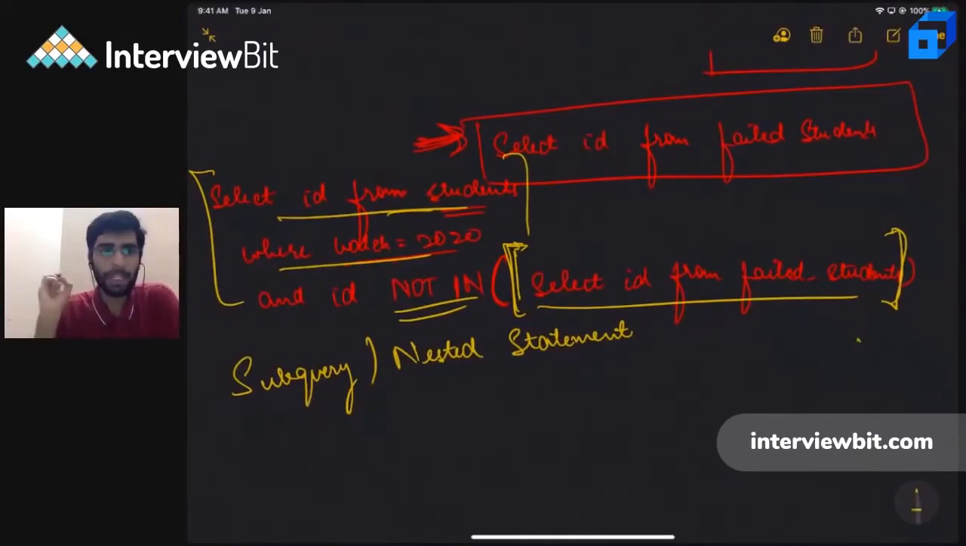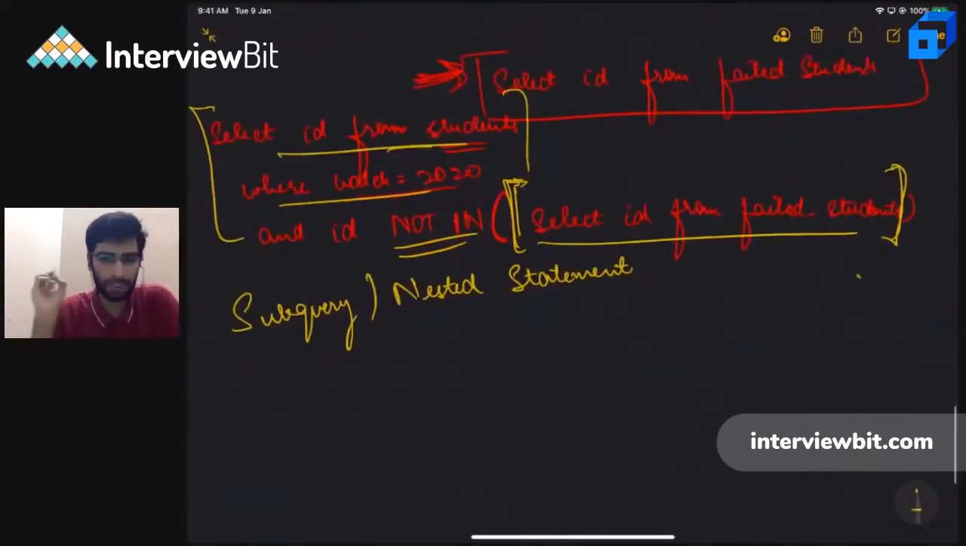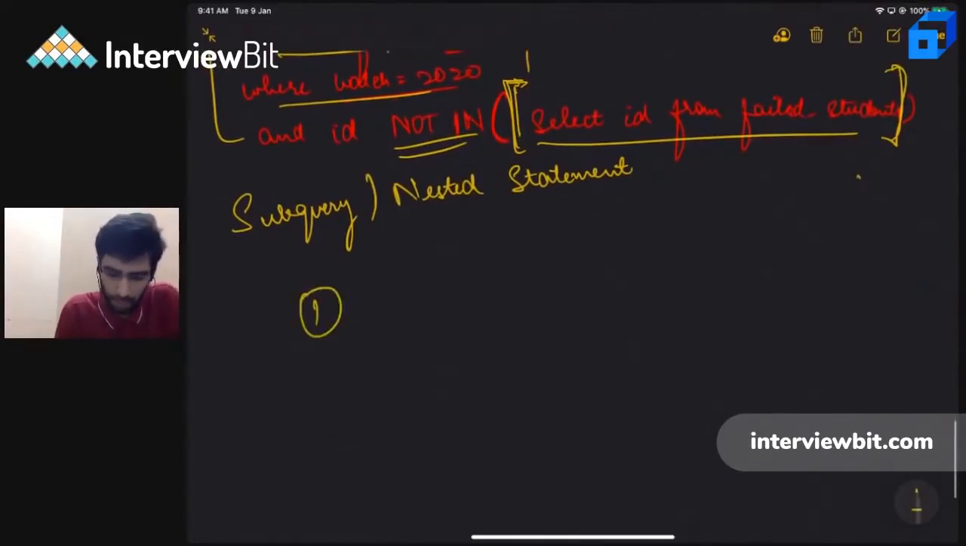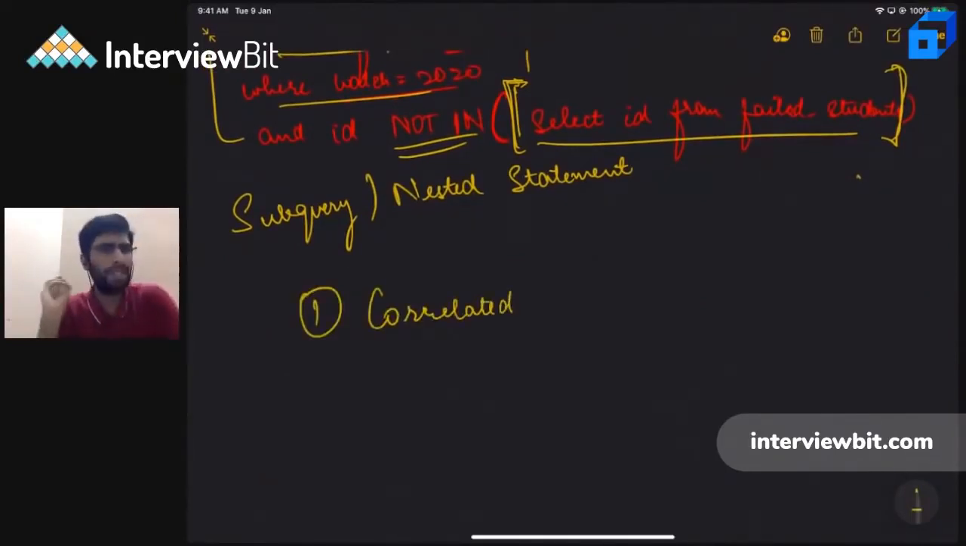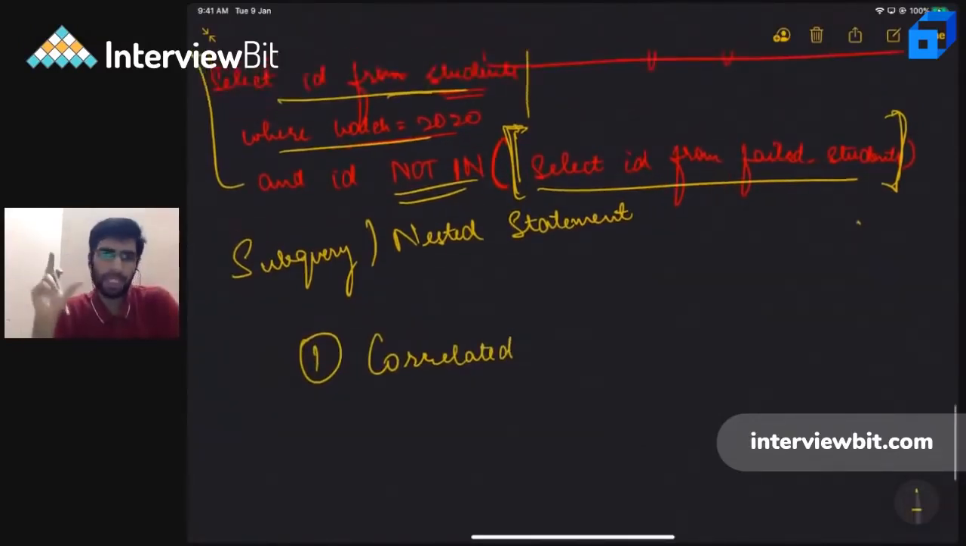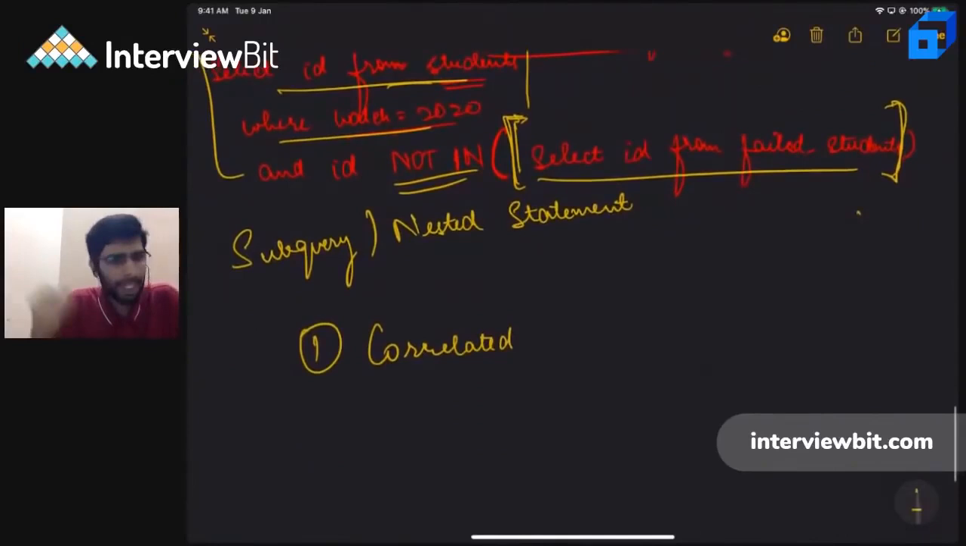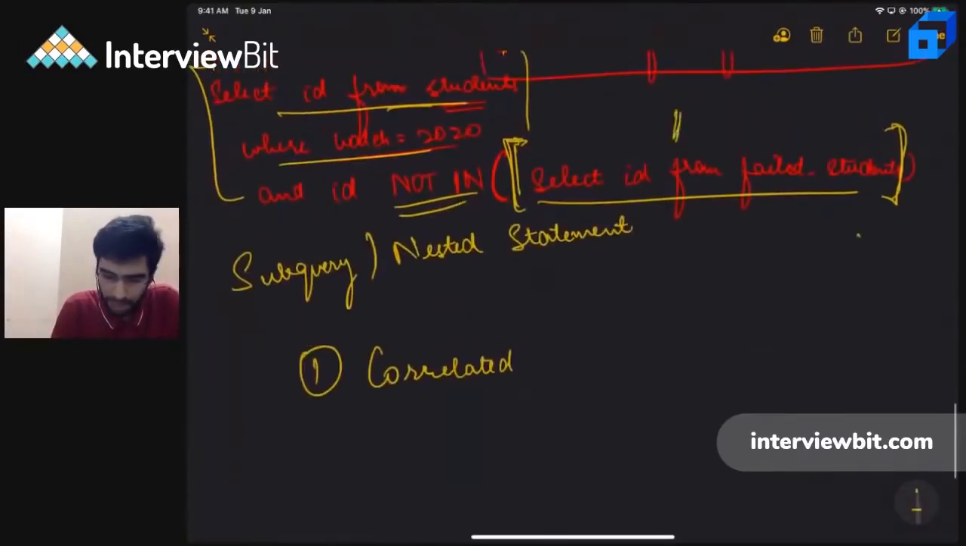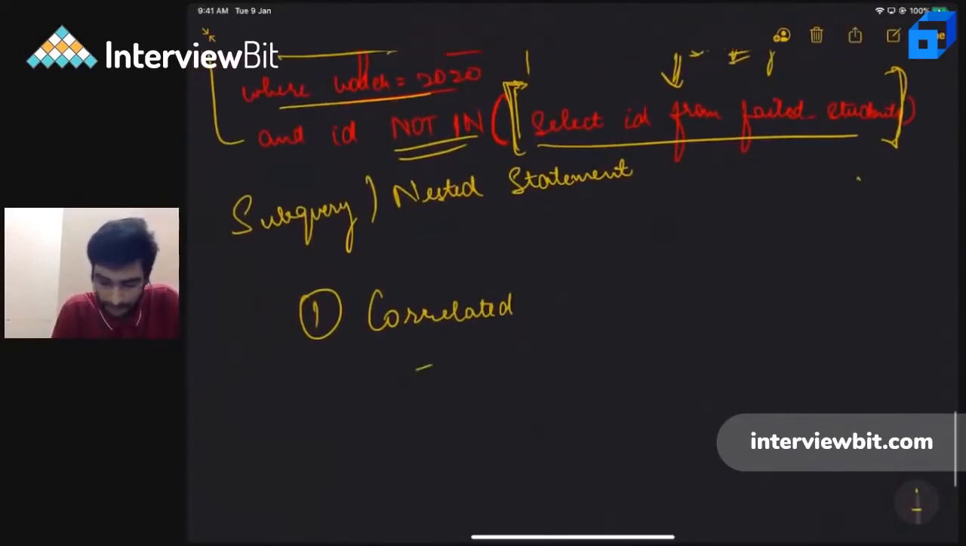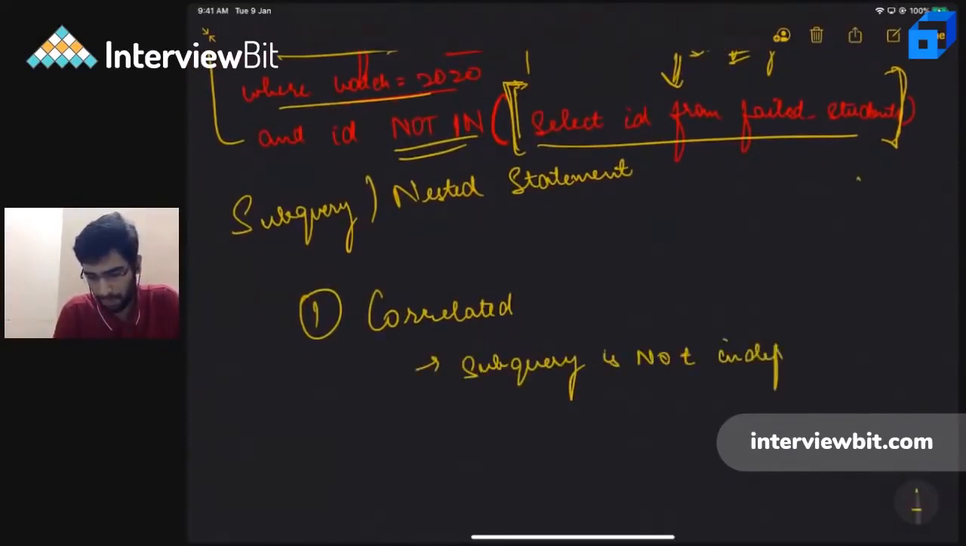Now, what kinds of nested statements can there be? There can be two kinds of nested statement. The first can be correlated. What does a correlated nested statement mean? A relation between two things means that one of those things cannot exist without the other, right? So a correlated subquery is one in which the subquery, this is the subquery, is not independent, but needs the main query to execute itself. So they can't exist independent of each other.